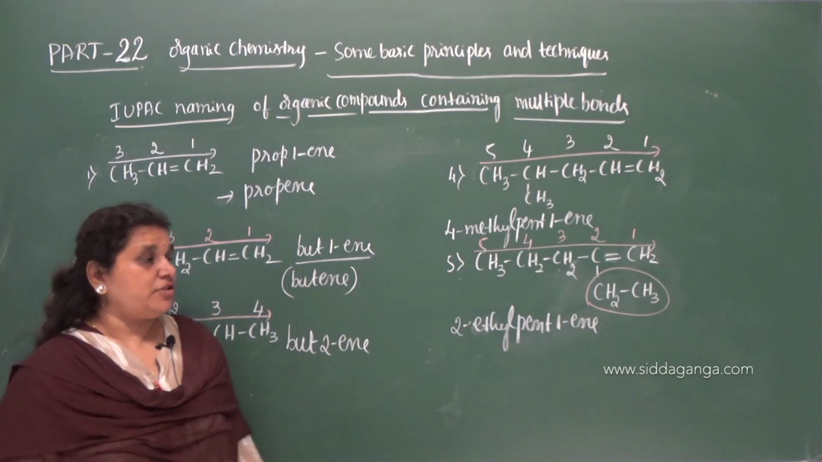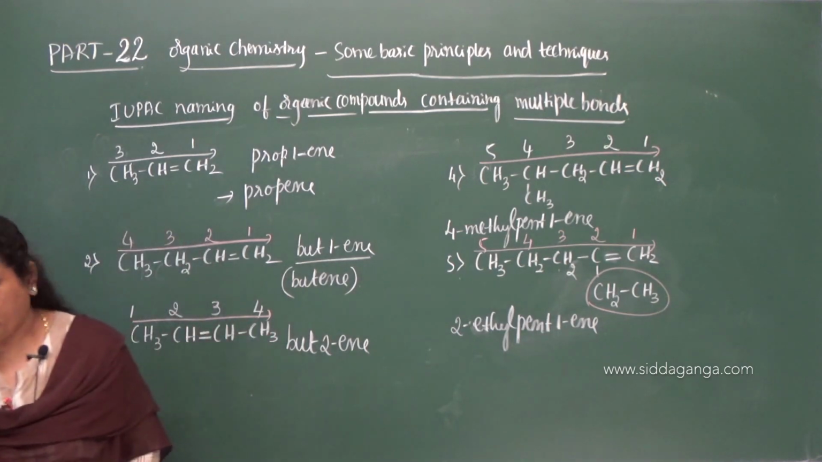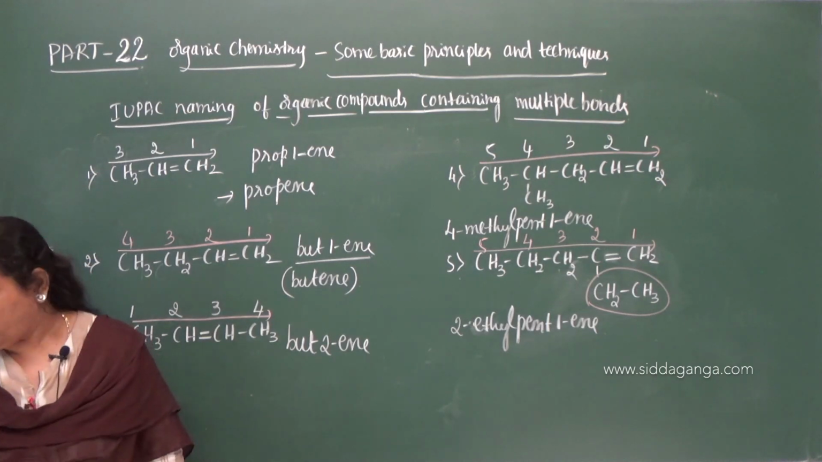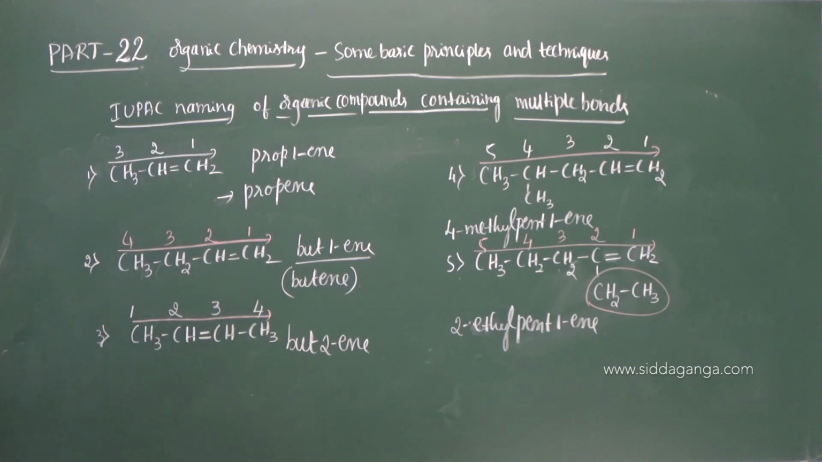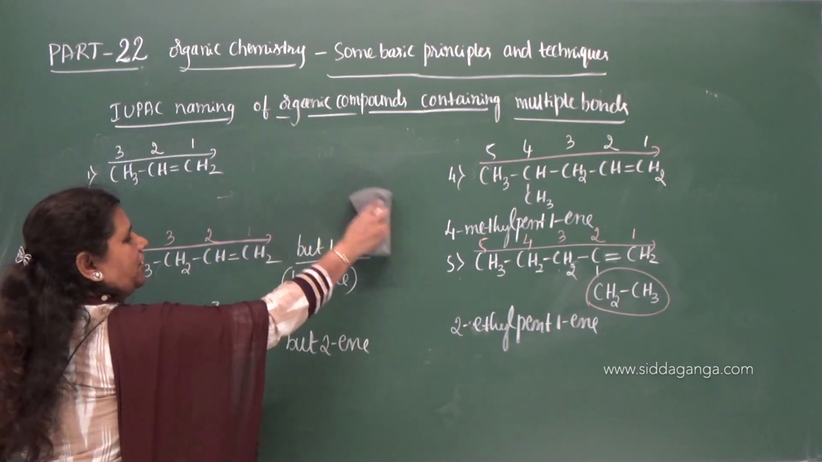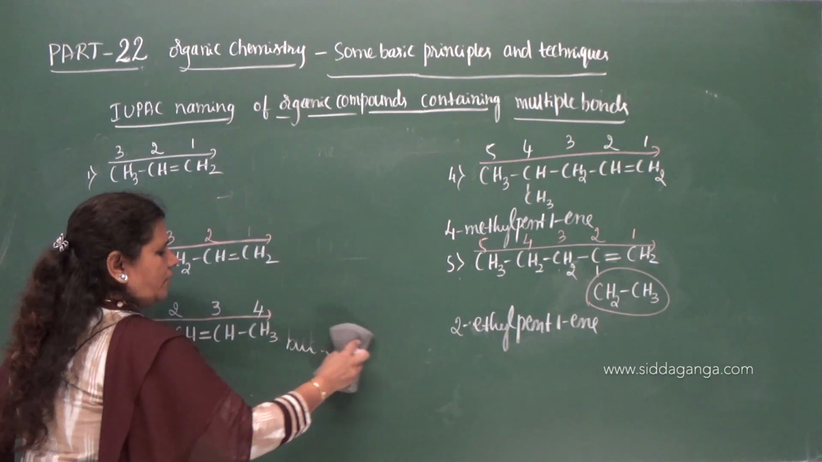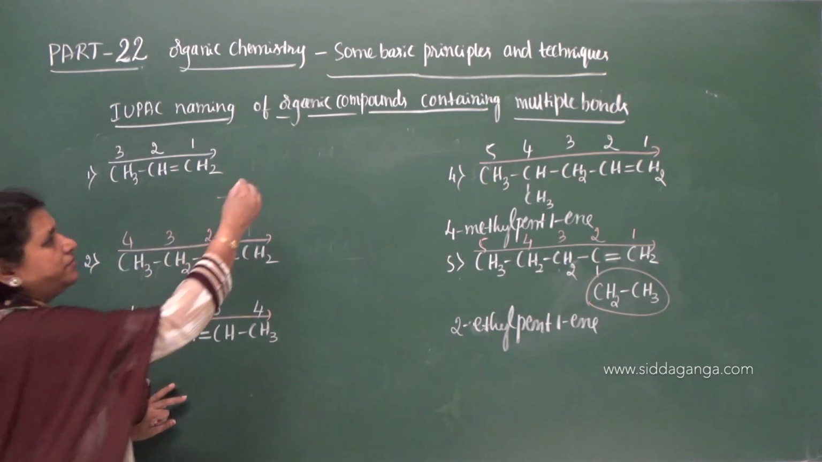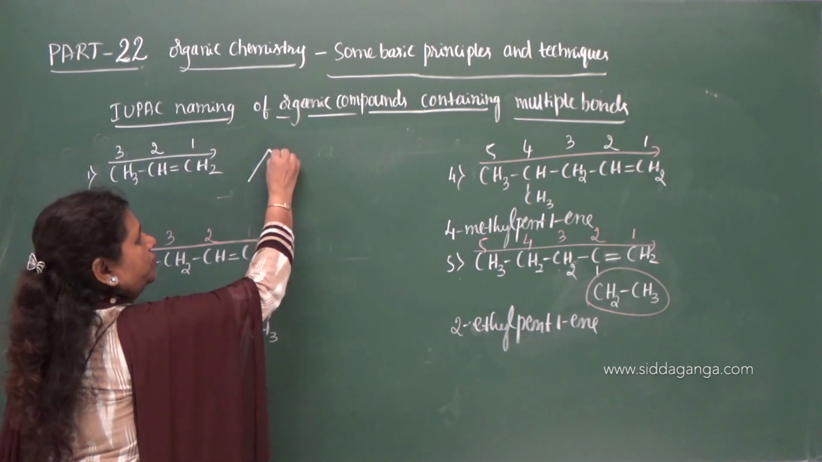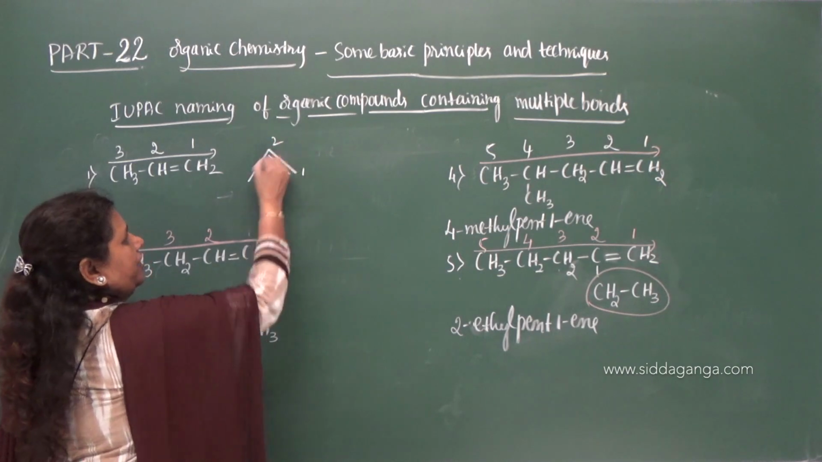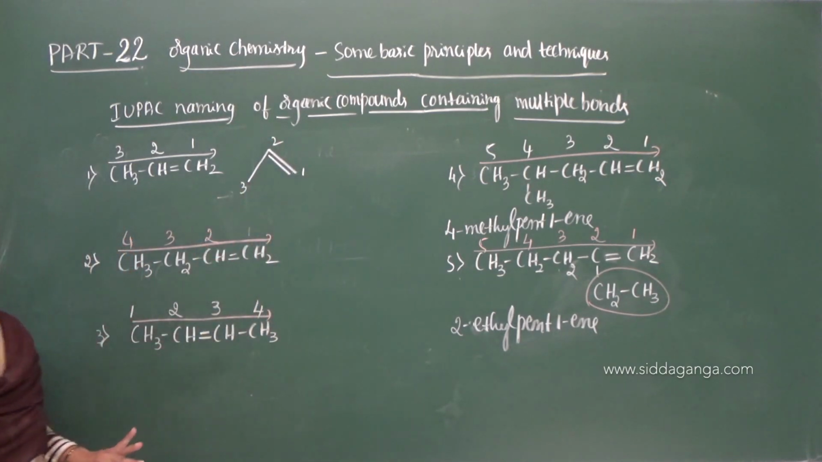Okay, now substituted alkene. Now try to write the bond line formula for these compounds. Now you write the bond line formula for these compounds. Try to write the bond line formula. How many carbons are there? 3 carbon atoms. 1, 2, 3. Between 1 and 2 you have a double bond. So in this way you try to write the bond line formula.